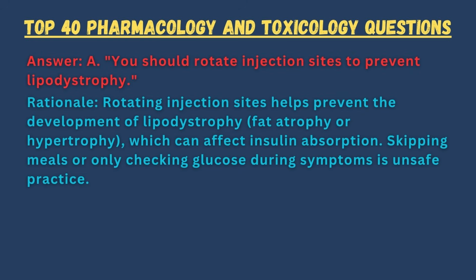Answer. A. You should rotate injection sites to prevent lipodystrophy. Rationale. Rotating injection sites helps prevent the development of lipodystrophy, fat atrophy, or hypertrophy, which can affect insulin absorption. Skipping meals or only checking glucose during symptoms is unsafe practice.